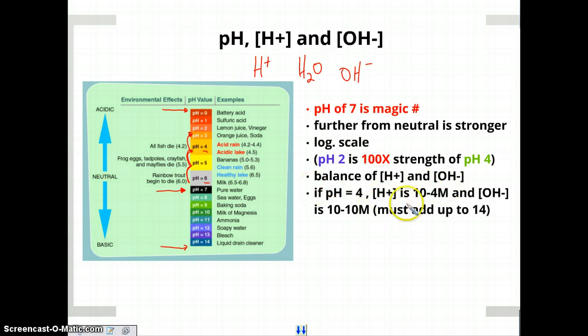The other thing you occasionally may be shown is the actual hydrogen ion concentration. Here with a pH of 4, the exponent would be a negative 4, it would be 10 to the negative 4 molar. Now everything has to add up to 14, so if they give you the hydrogen ion concentration being 10 to the negative 4th, then the hydroxide ion concentration needs to be 10 to the negative 10th.